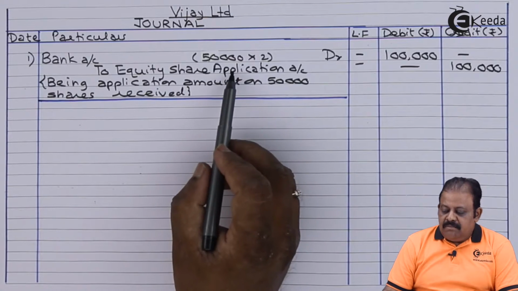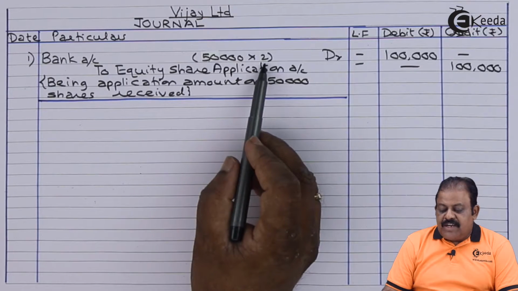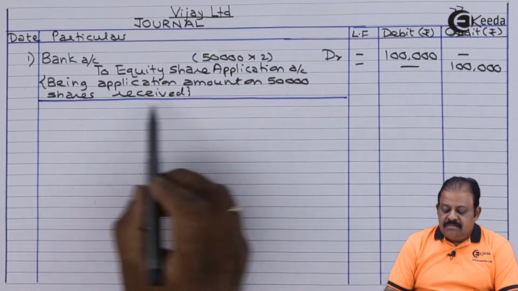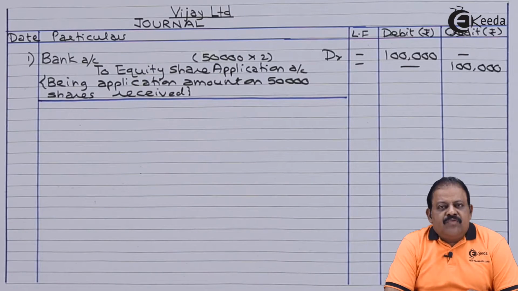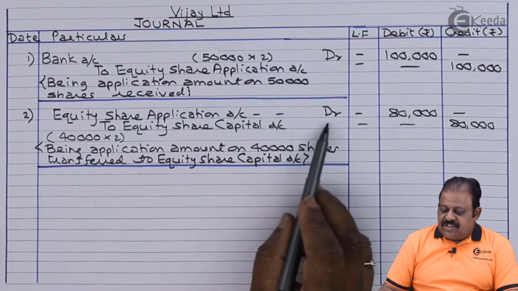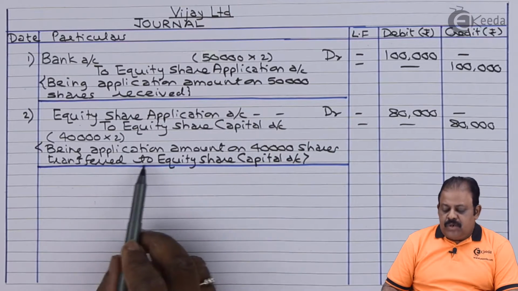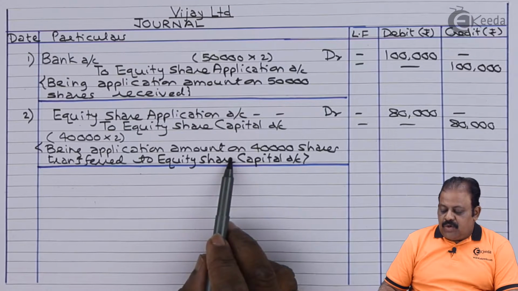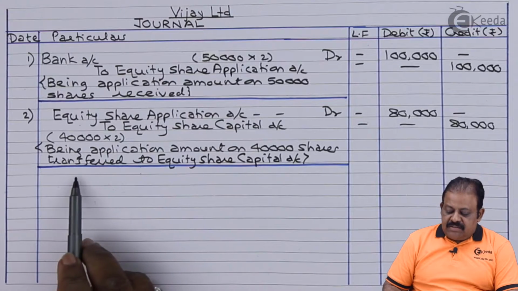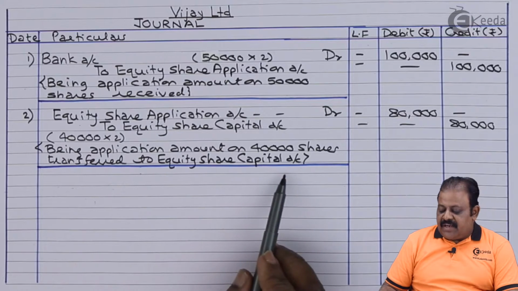Bank account debit, 50,000 shares, per share 2 rupees, 1 lakh, to equity share application account 1 lakh. On 40,000 allotted shares, the application amount will be transferred to equity share capital account. That will be our next entry. Equity share application account debit 80,000 to equity share capital account 80,000, being application amount on 40,000 shares transferred to equity share capital account.